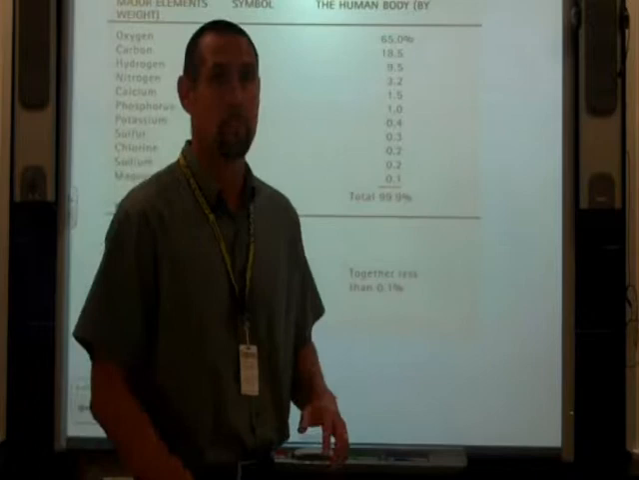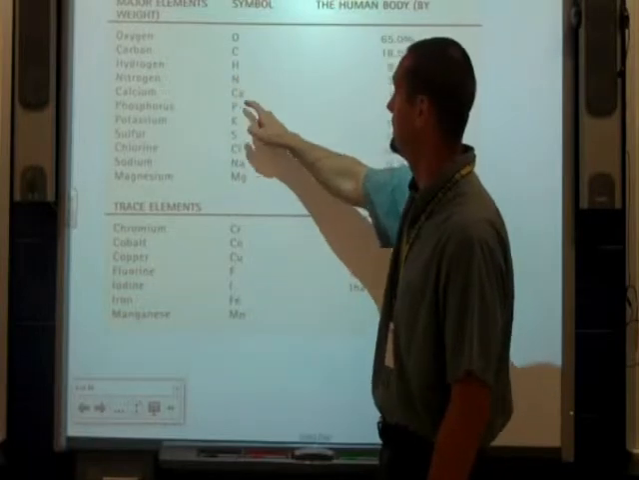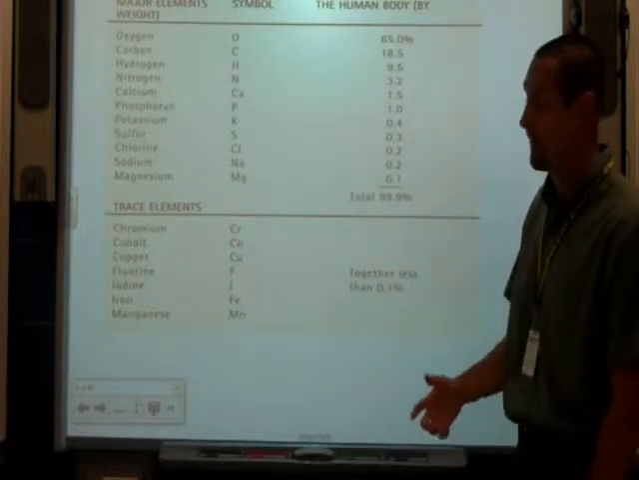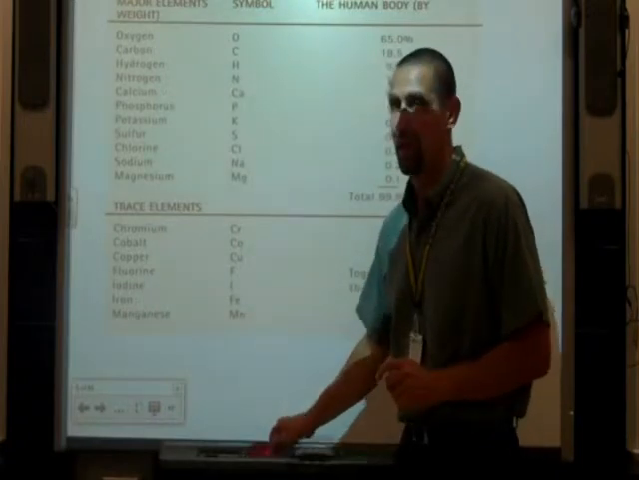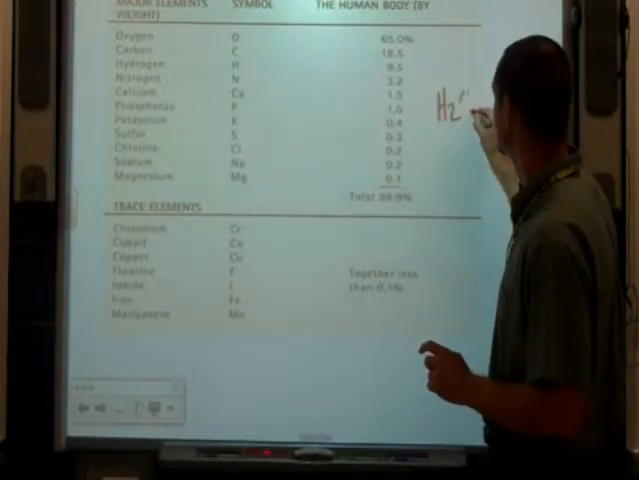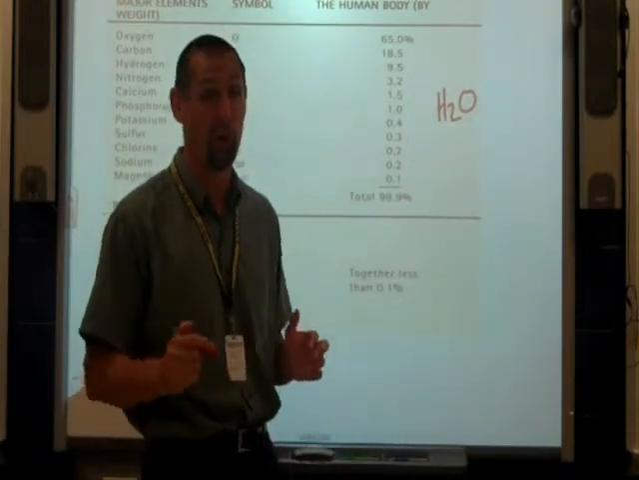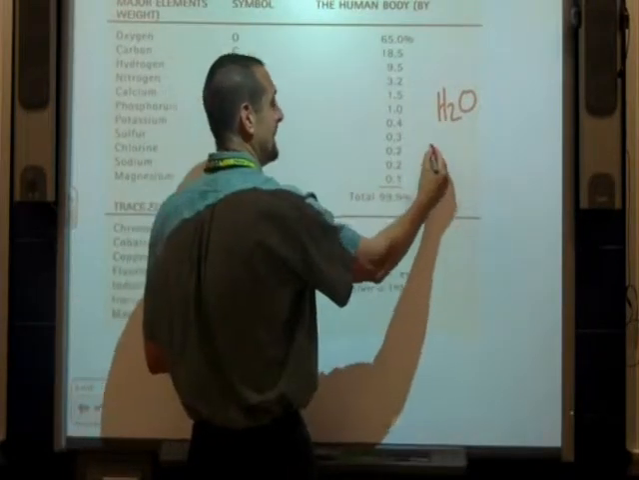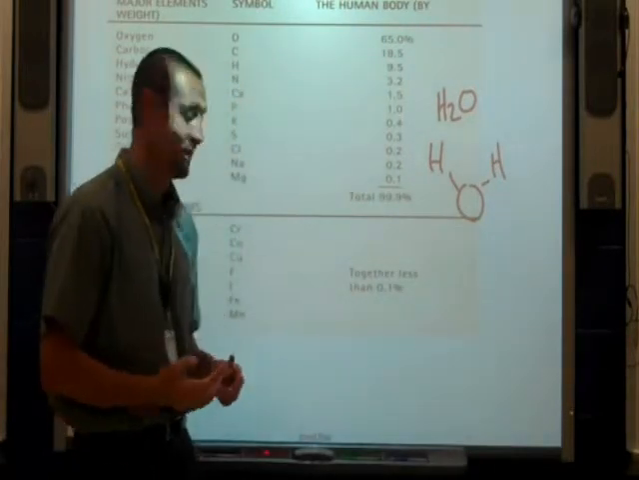So let's take a look at some of the main elements in the human body. Oxygen, carbon, hydrogen, nitrogen, calcium. And I see here how much we have in the human body. But it raises this question. I know that water is H2O. And I know that the human body is made up of around 70% water. So the human body, 70% water. Water is H2O. That means I've got an H connected to an oxygen, connected to another hydrogen, like that.